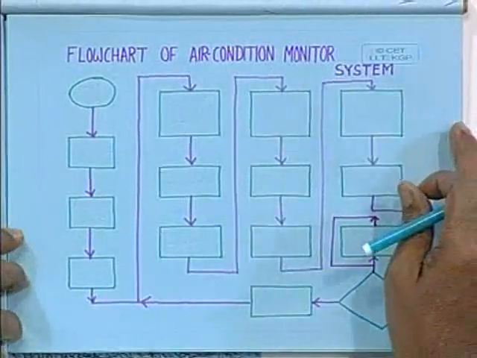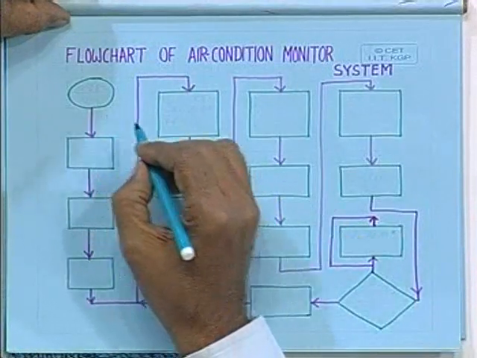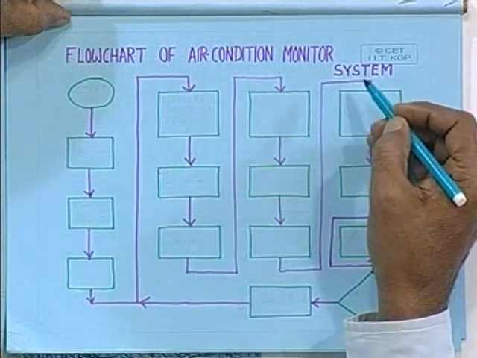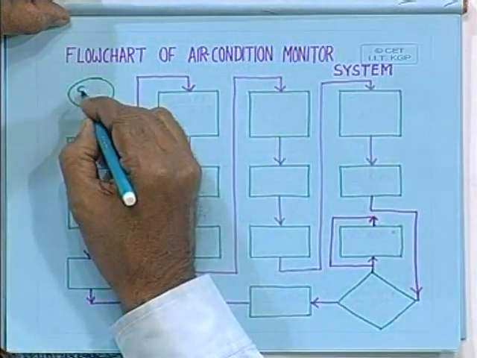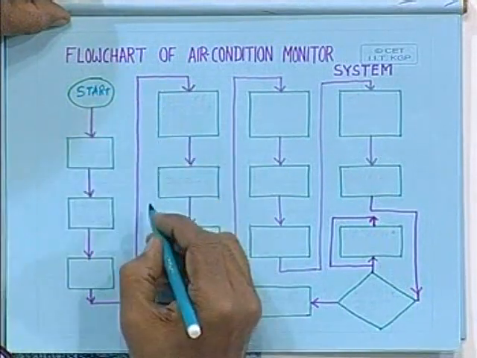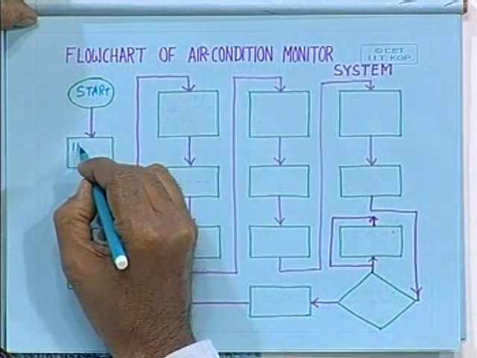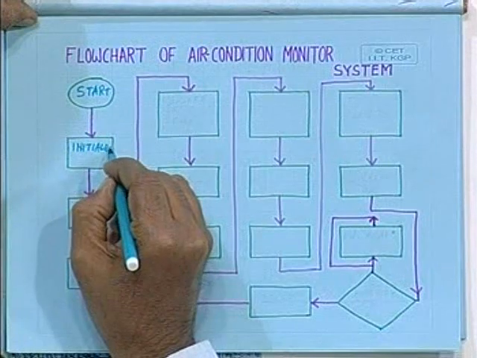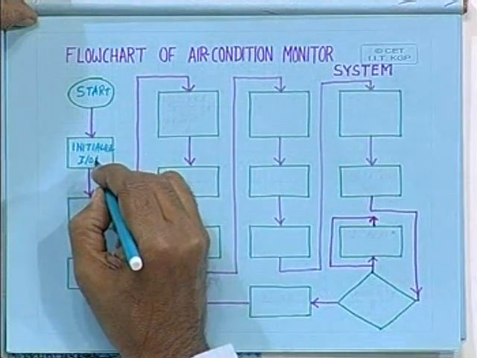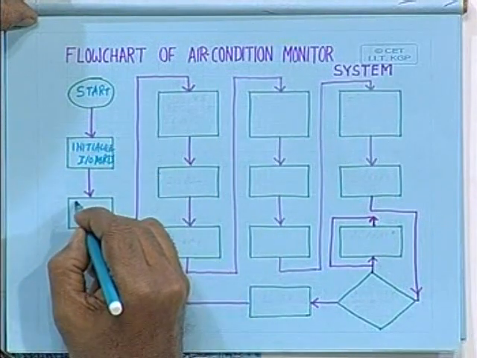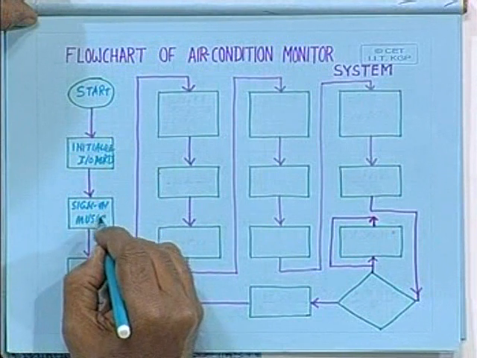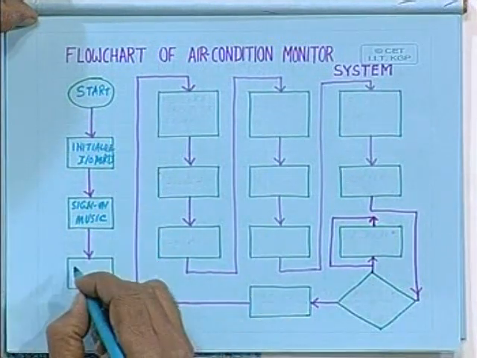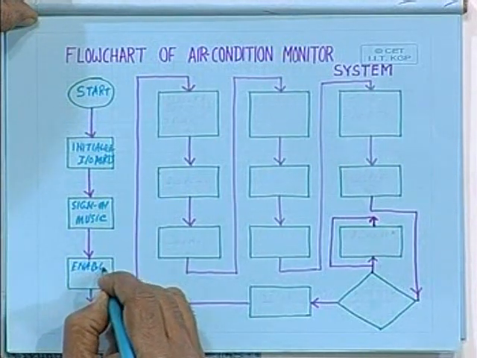Now let us come to the flowchart that will realize the software. Whatever we have done by hardware will be used to realize the entire system with the help of a necessary program, and the flowchart is shown here. We shall start with a start symbol, and the first thing that we have to do is initialize the IO ports. As you first turn on, it will give some sign-on music. That program is written. There is a loudspeaker through which you get the sign-on music, and you have to enable interrupts.